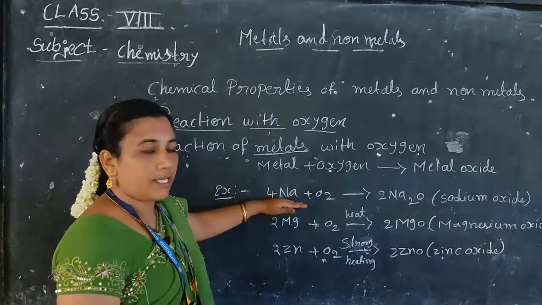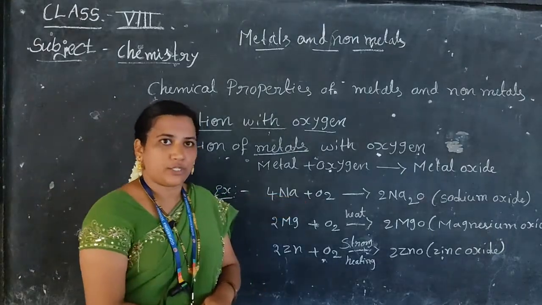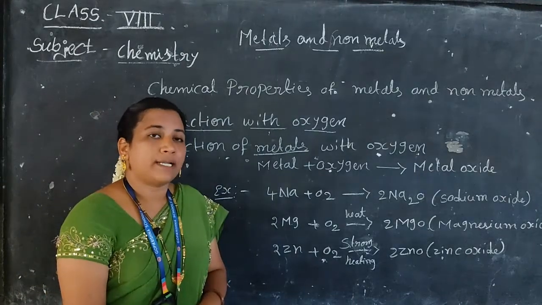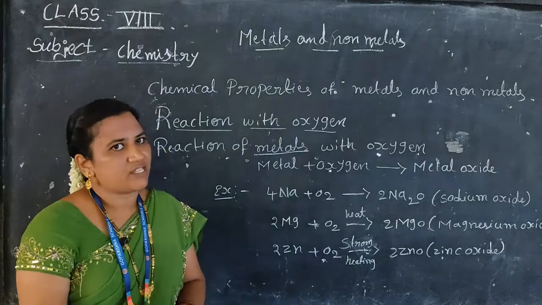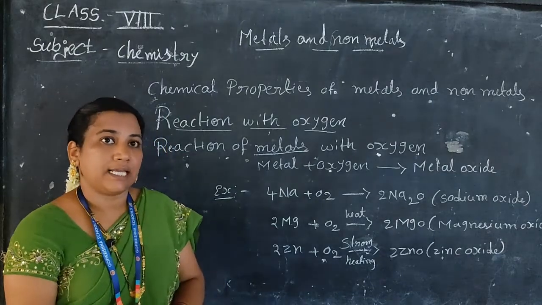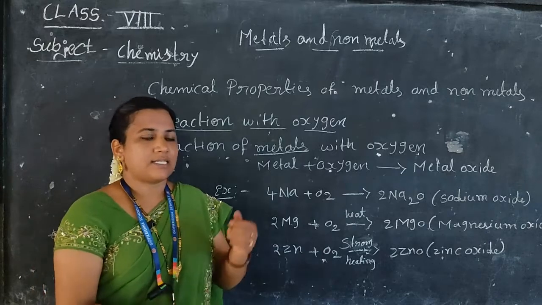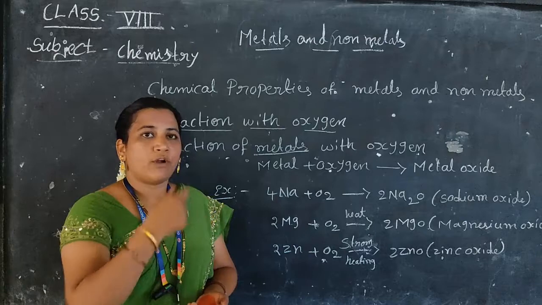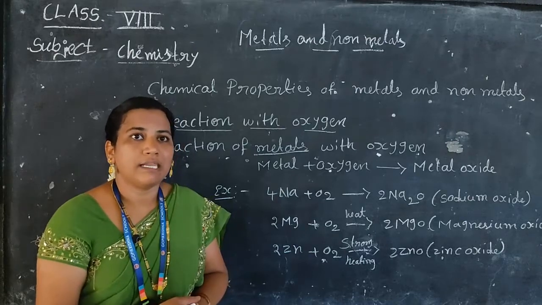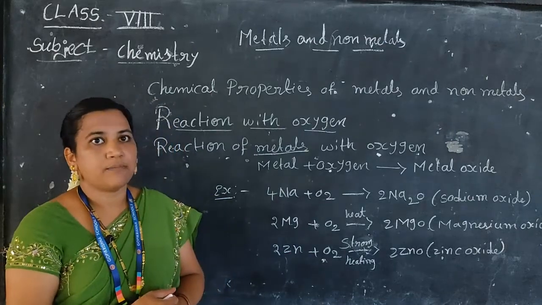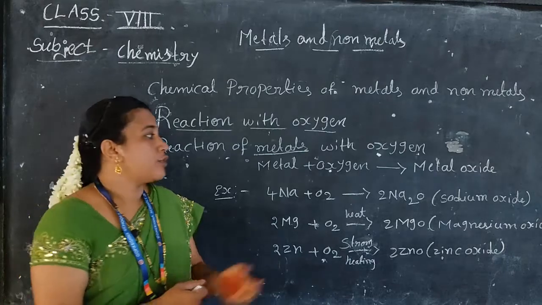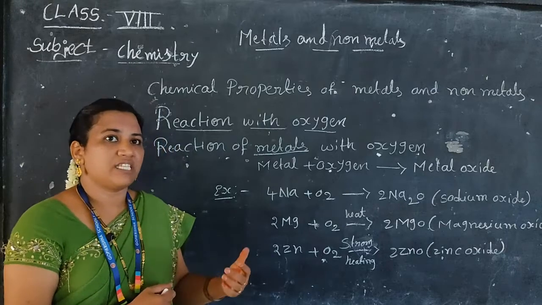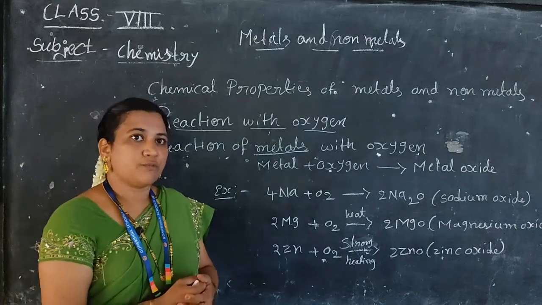First take sodium and potassium. These are very soft metals, but their reactivity is high. They will react immediately without any heat. If you take a small pinch of sodium and drop one drop of water on it, it immediately catches fire and burns, producing sodium oxide. Here the reactivity of sodium and potassium is high.